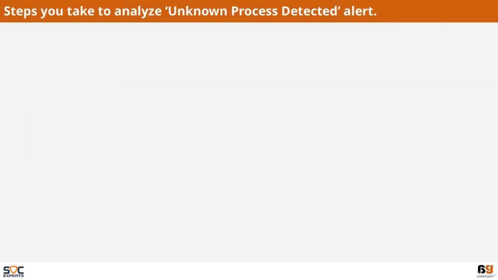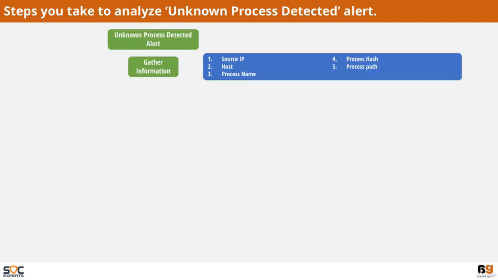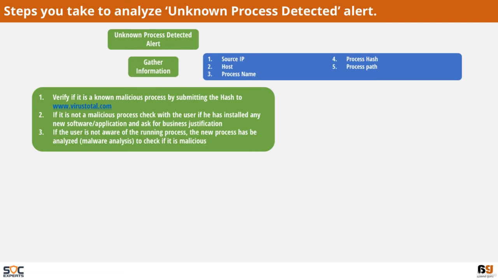Tell us about the steps you take to analyze an unknown process detected alert. When the alert is triggered, we gather information like source IP address, host name, process hash, process path, etc. Verify if it is a known malicious process by submitting the hash to virustotal.com. If it is not a malicious process, check with the user if he has installed any new software or application and ask for business justification.